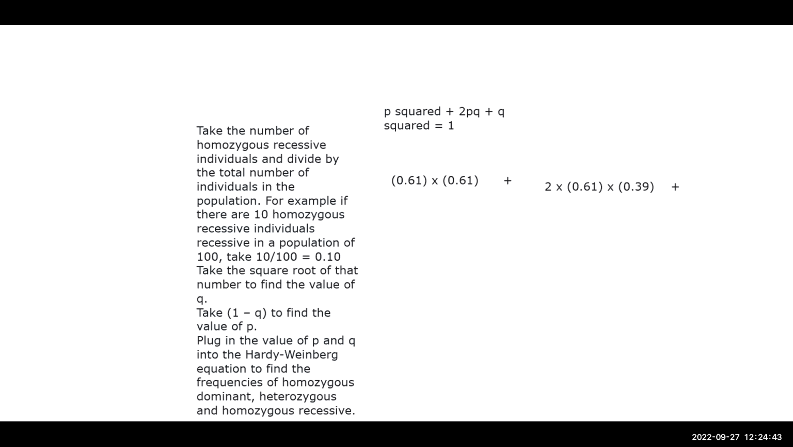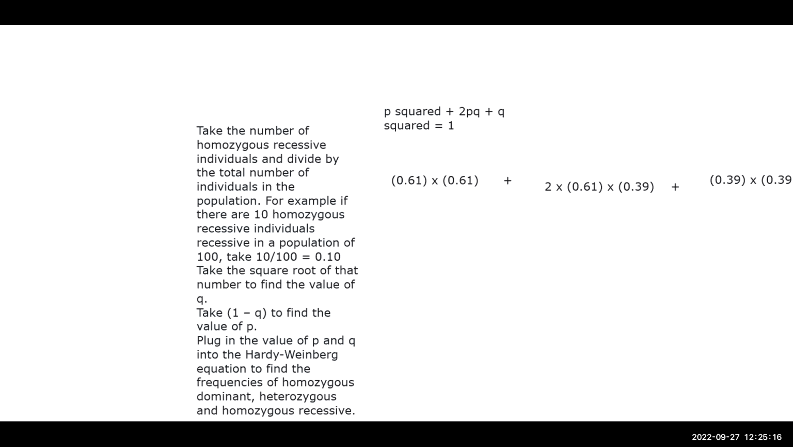Okay, and then the last part of the equation, the Q squared. So we're taking 0.39 and multiplying it by 0.39. Sorry, I kind of ran off the side a little bit there, but you guys see it. All right. Okay, so then we just plug it in into our calculator.